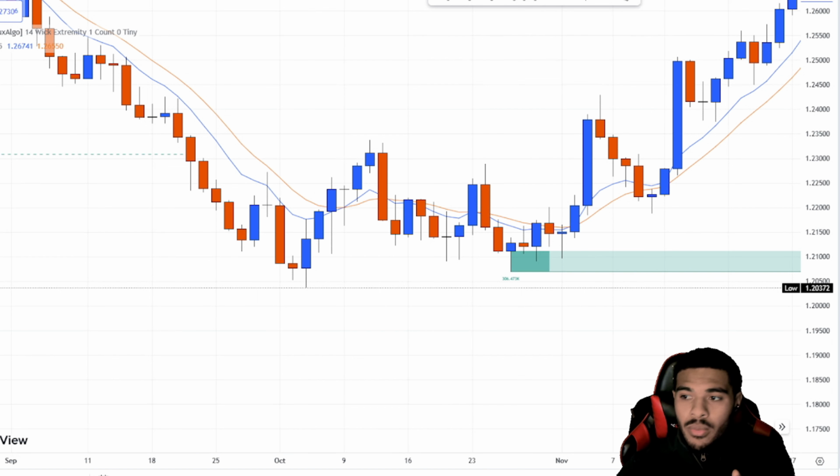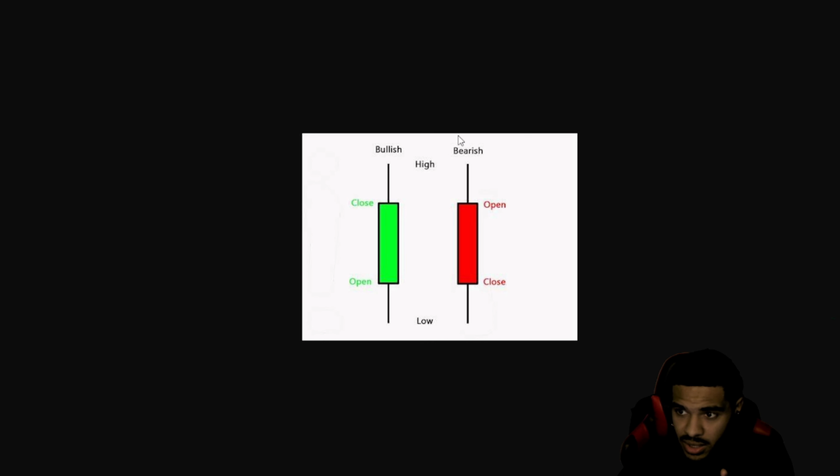It's so simple. As you can see here, the top wick is obviously the highest that the price has been. You've got the bottom wick, which is the lowest the price has been. For a bullish candle, you've got the open, and the close will be above the open.